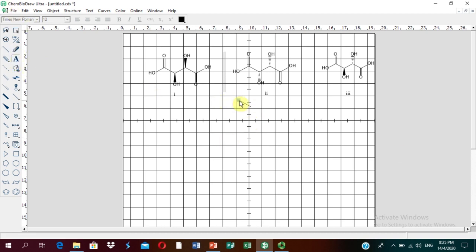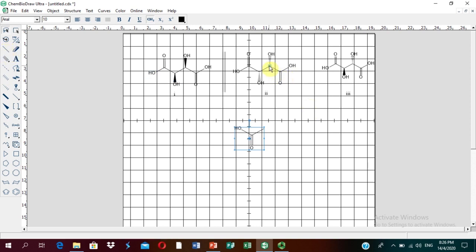Okay, so this becomes OH. Okay, this is a double bond. Okay, it's OH, it's a double bond. Okay, then follow this, we bring it down here.